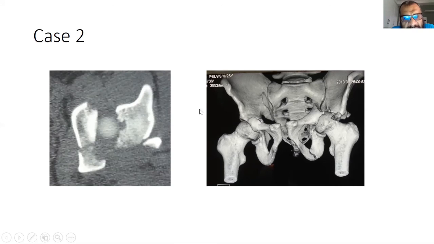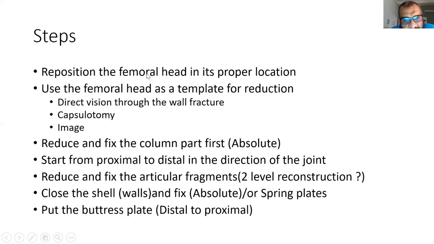Again, these are the steps. The femoral head first, then use the femoral head as a template, the column before the wall, the higher before the lower. Use the screws for absolute stability, starting inside the joint and then outside the joint, and then put the buttress plate.